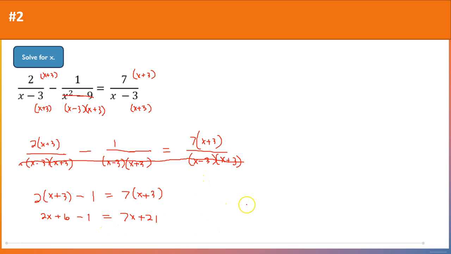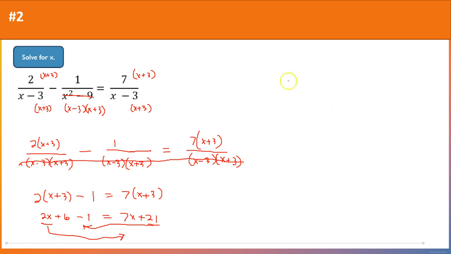Okay. So I'm running out of space. I'm going to come up here, and well, let's combine like terms. Well, really what I'm going to do is move things around. I want this 2x to be moved over to this side of the equation, and then the 21 to be moved back over to this side of the equation.